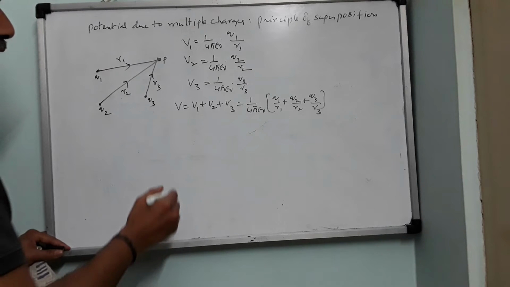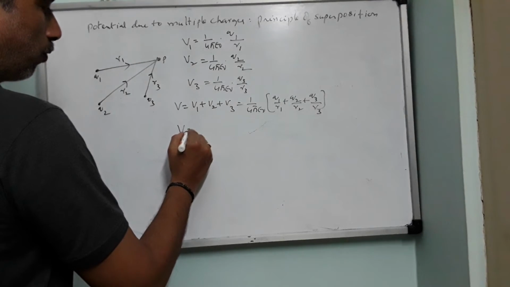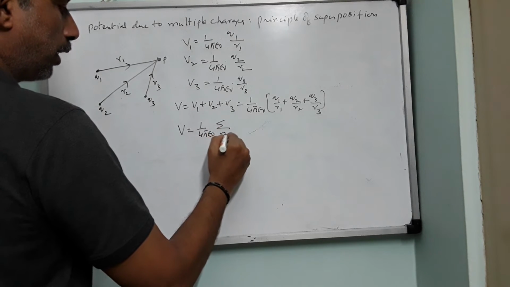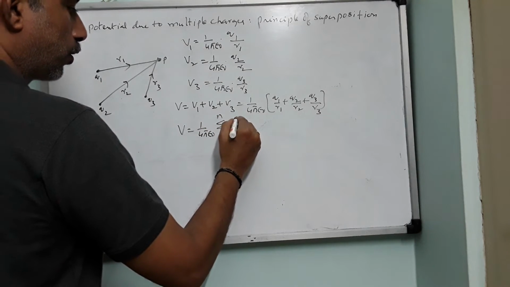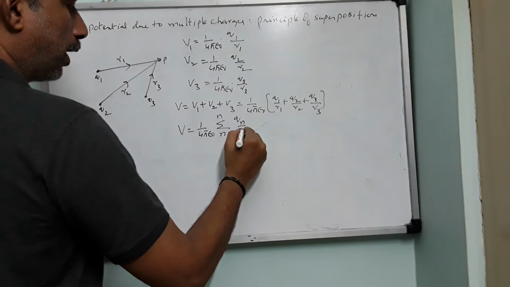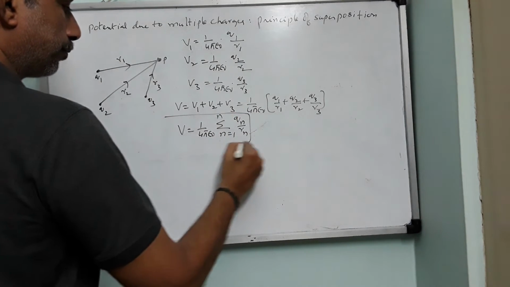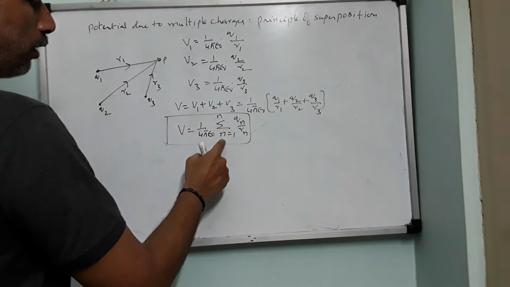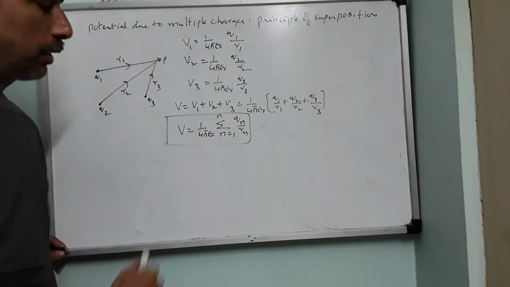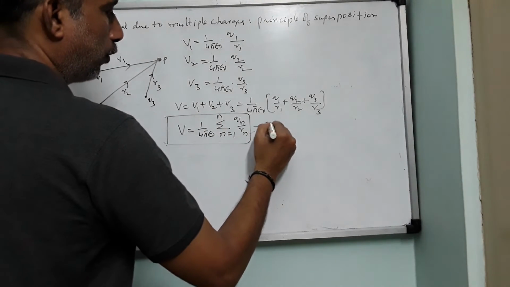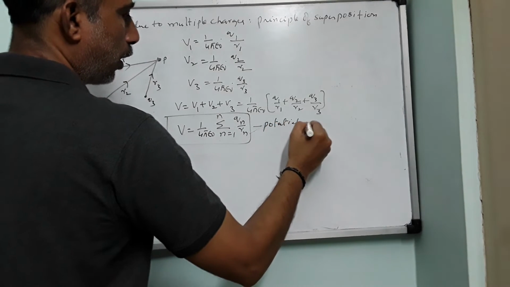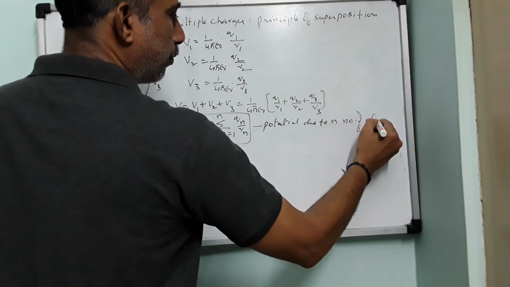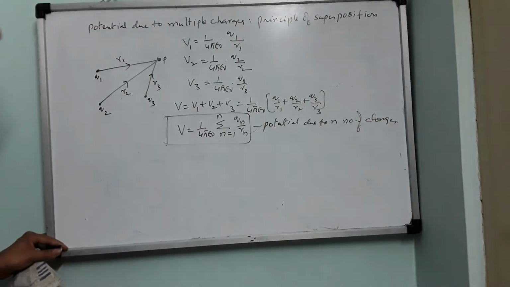So if you have got n number of charges, V equals 1 by 4 pi epsilon 0 summation n equals 1 to n, Qn by Rn. Like this. So n equals 1 means Q1 by R1, n equals 2 means Q2 by R2, Q3 by R3, like this. So this is potential due to n number of charges in the system. All of them are source charges only.